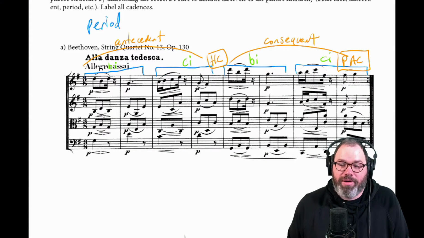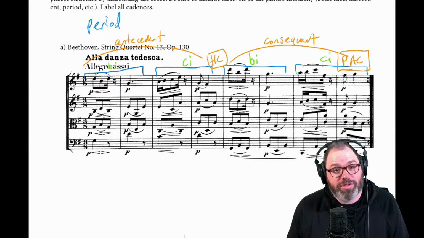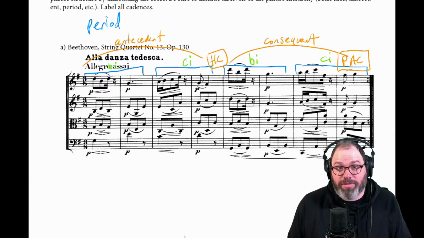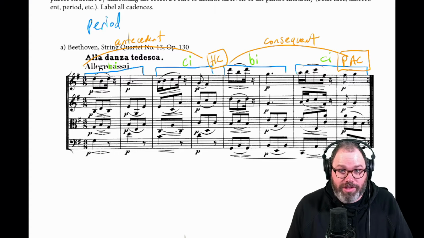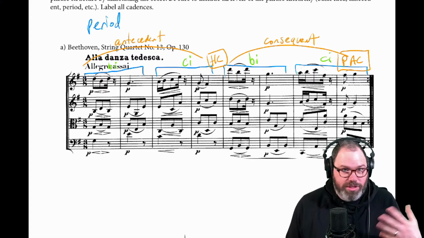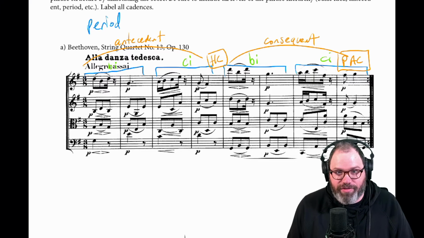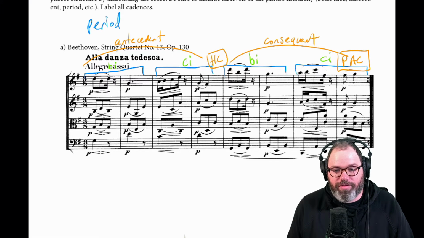In less technical terms, the antecedent sort of sounds like it's posing a question that is then responded to by the consequent, right? This is the sort of semantic, syntactic feeling we get from listening to these two phrases together. Okay, they sound like they work together.